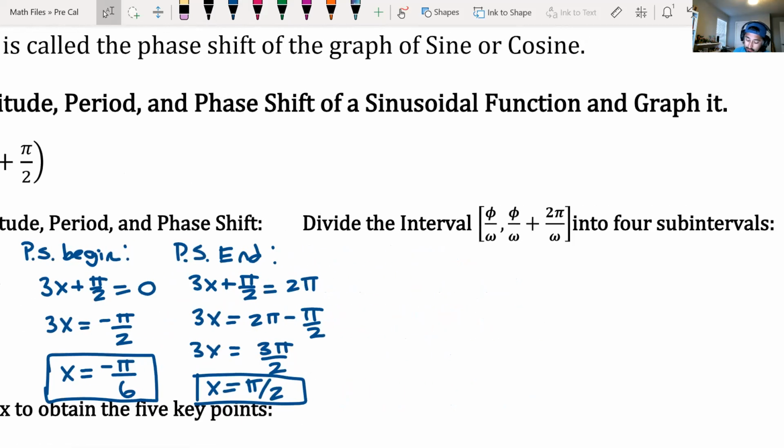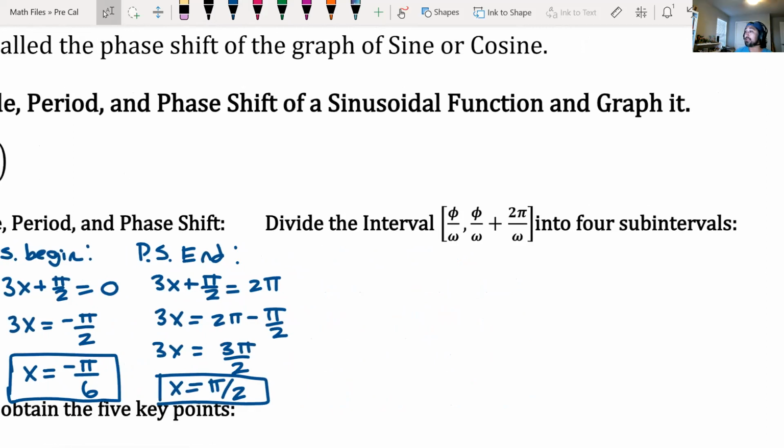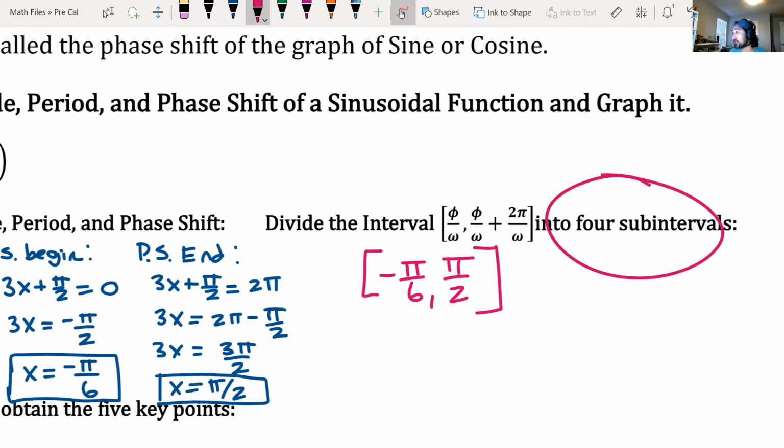Okay, gotcha. So now, since we know where we begin and end, this creates our interval for this graph. So the interval for our graph is now going to begin at negative pi over 6 and end at pi over 2. But we now have to take this interval and break it into 4 sub-intervals like we did for the last key points. So in order to find each sub-interval, we need to know their length. What we did last time is we took the period and divided it by 4. And the reason we divided by 4 is because we're only making 4 sub-intervals.